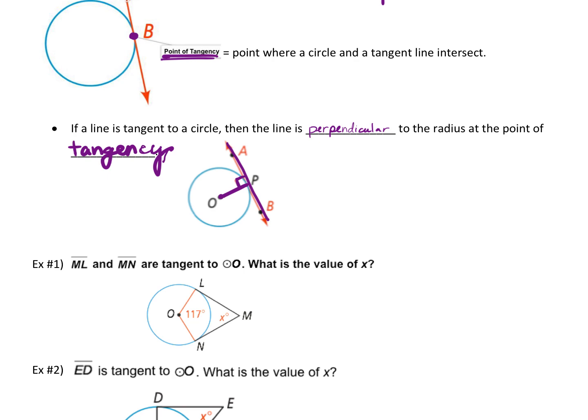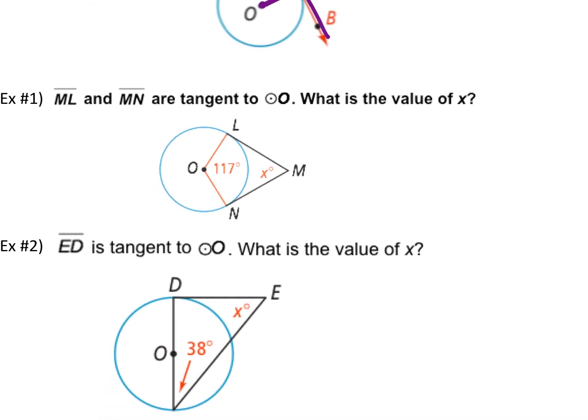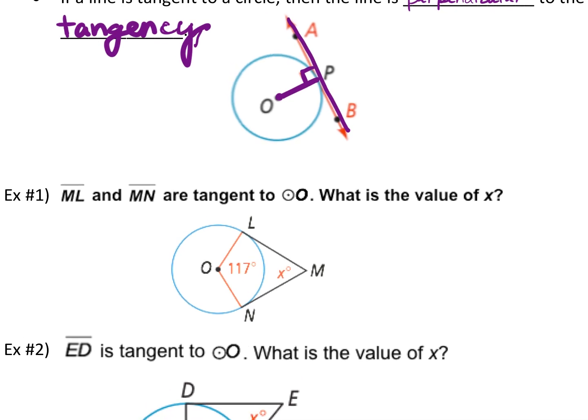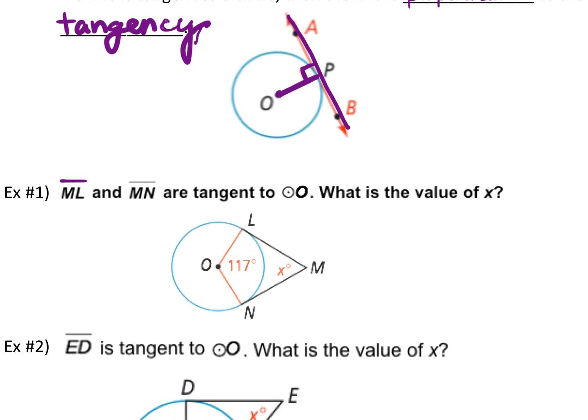Okay. So here's what you're going to be doing with that. Let's say you have segment ML and segment MN, and they tell us they are tangent to the circle. They want to know the value of X. They want to know how many degrees this angle X would be. I want you to turn and talk to your neighbor about what you see and what you think you might be able to do to find that missing angle measure. Go.